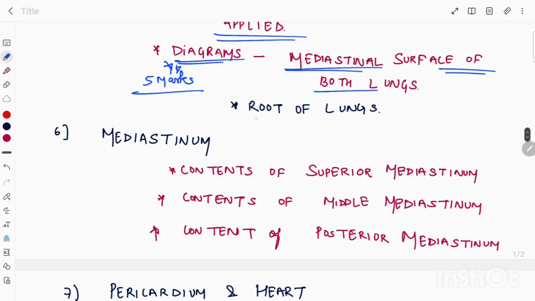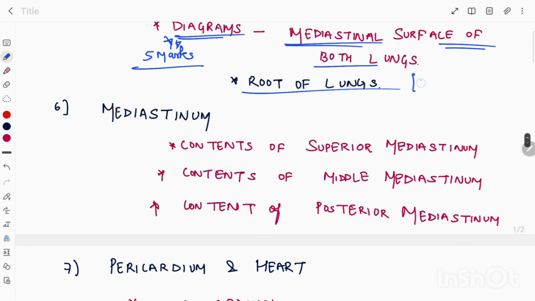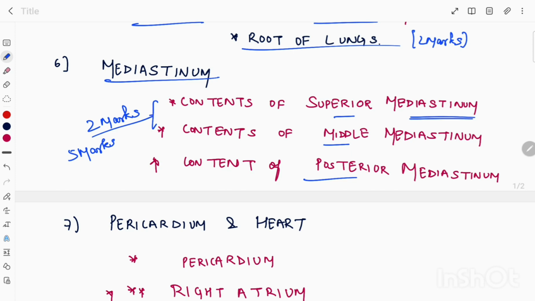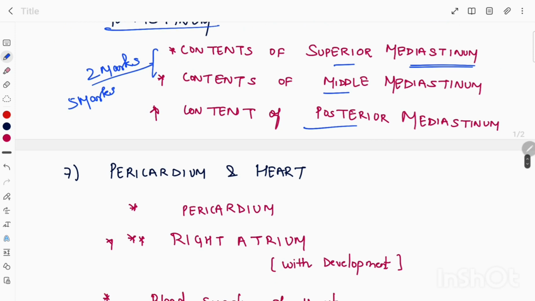Okay. Then there is the root of the lungs. Sometimes you can get a 2-mark question on the root of the lungs. Then there is the mediastinum. The contents of the superior, middle and posterior mediastinum are very important. You can get a 2-mark question on any of these, or you can get a 5-mark question describing any two or something like that. So it's a very important question, the contents of the superior, middle and posterior mediastinum.